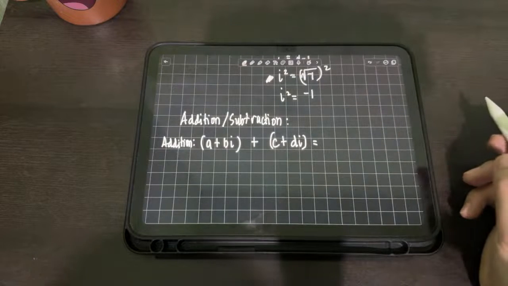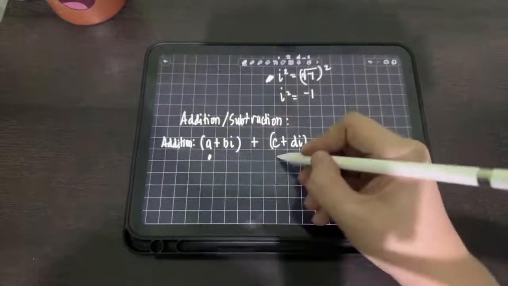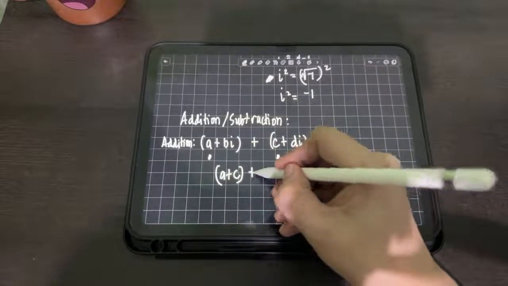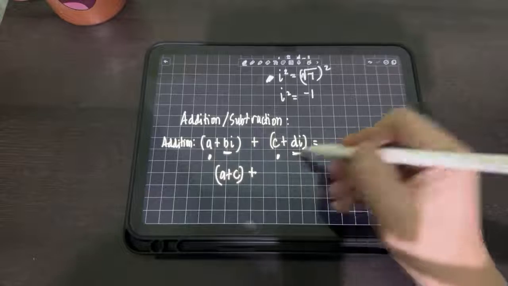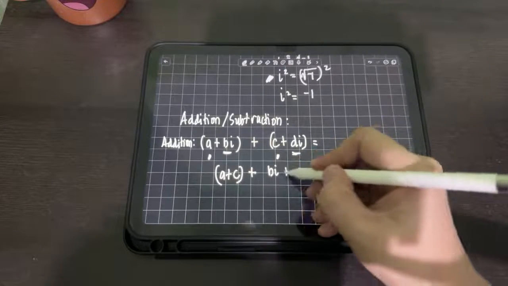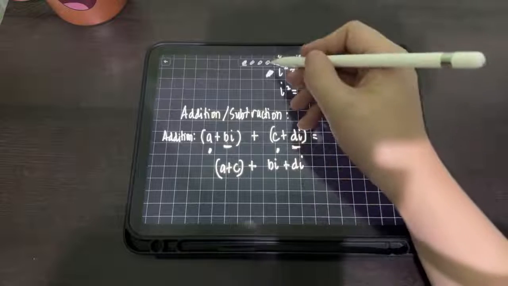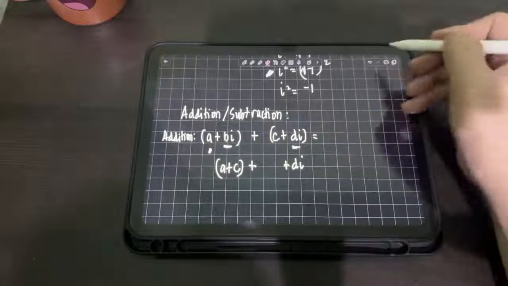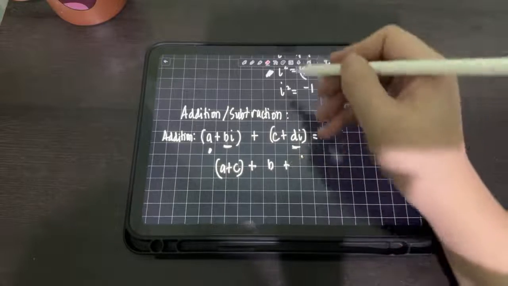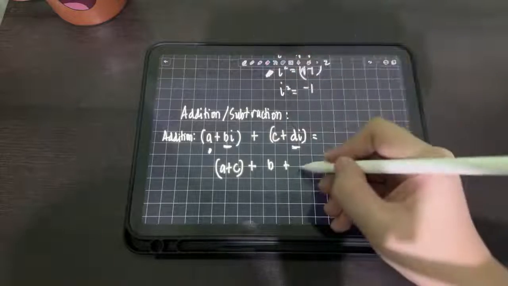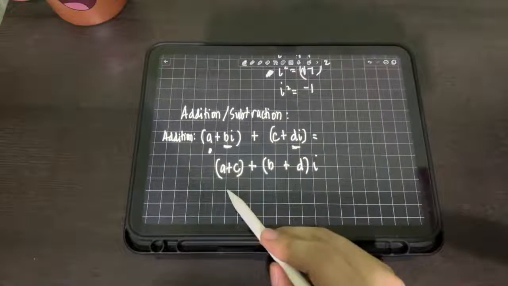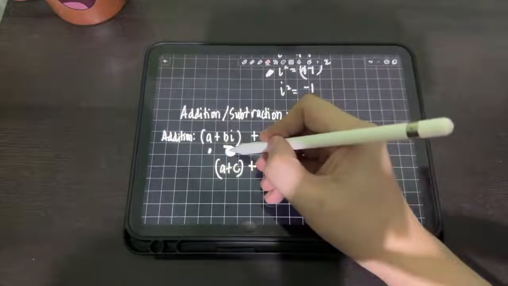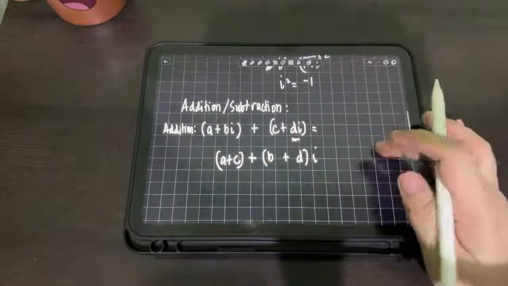For the real parts, we have a and c. So if we add them, we will have a plus c, then plus the imaginary parts. Let's combine them. We have bi plus di, or we can factor out the i. So we will have the quantity b plus d times i. So it's just like combination of like terms in algebra.